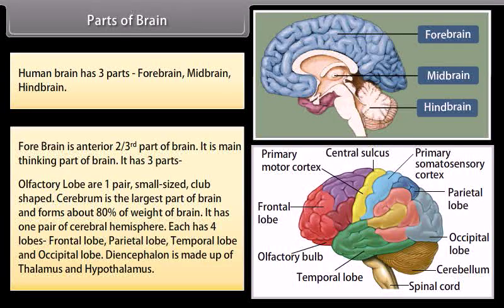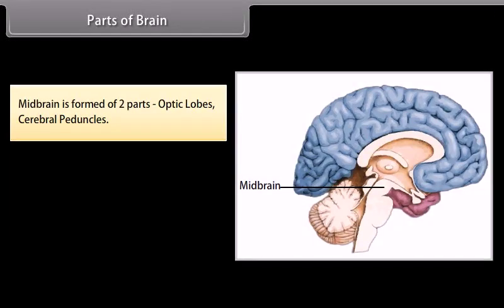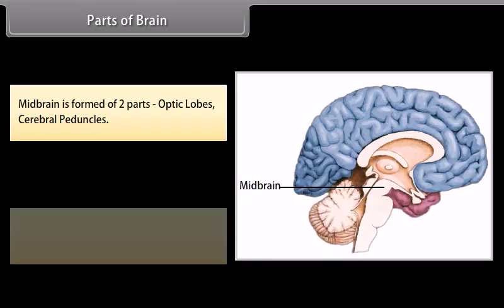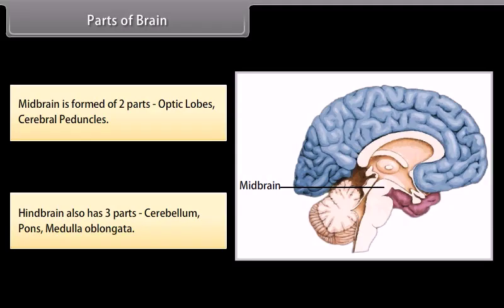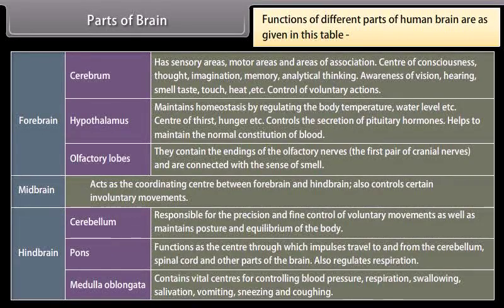It has one pair of cerebral hemispheres. Each has four lobes: frontal lobe, parietal lobe, temporal lobe, and occipital lobe. Diencephalon is made of thalamus and hypothalamus. Midbrain is formed of two parts: optic lobes, cerebral peduncles. Hindbrain also has three parts: cerebellum, pons, medulla oblongata. Functions of different parts of human brain are as given in this table.